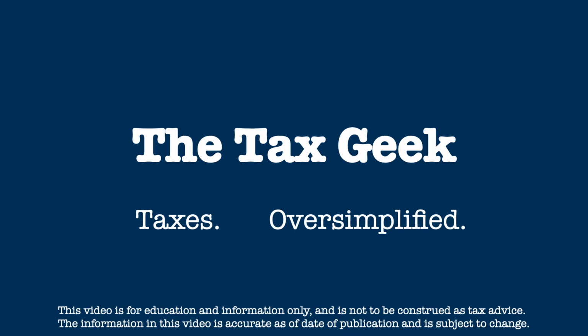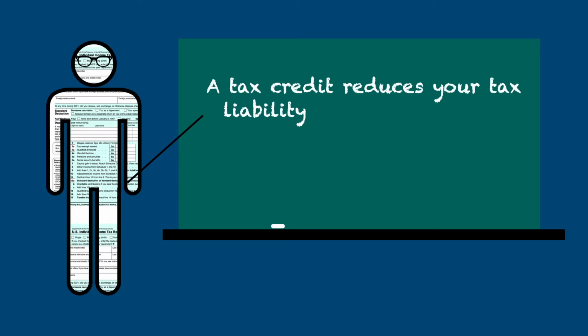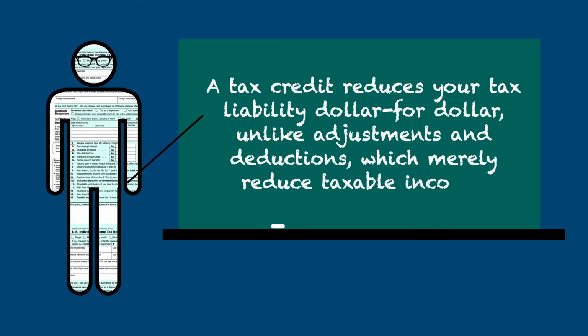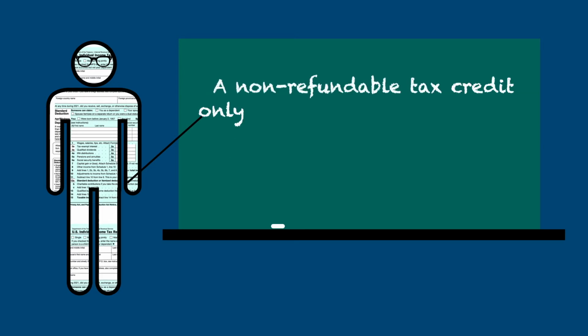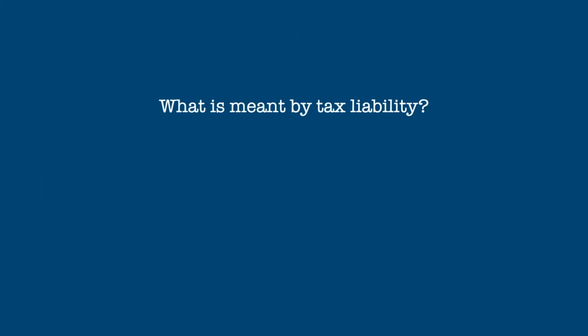In this video, we're going to look at the difference between refundable and non-refundable tax credits. In general, a tax credit is something that reduces your tax liability dollar for dollar, unlike adjustments and deductions, which merely reduce your potential taxable income. A non-refundable tax credit works only to reduce your tax liability, and if the credit exceeds your tax liability, any additional credit is lost. What do we mean by tax liability?